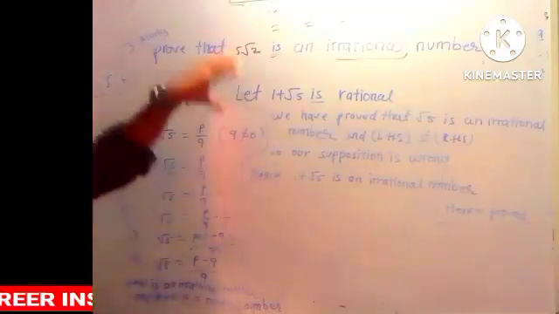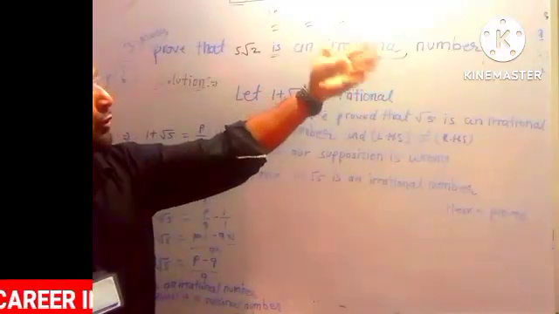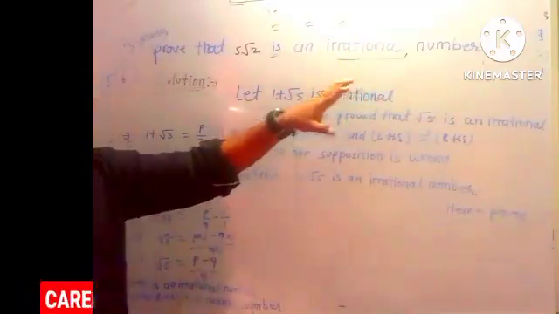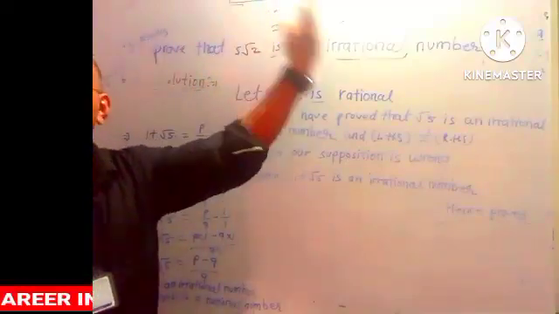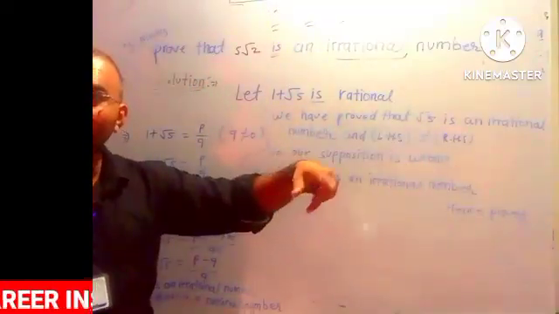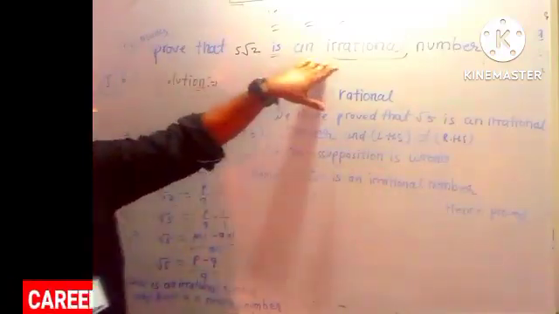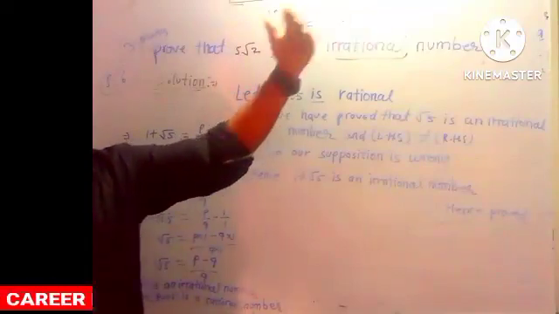So what do you have to do in this question? It says irrational number. So what do you have to suppose? Rational. That means you have to go against this. Whatever the writer is saying, you have to go the opposite way. If he says come, you go; if he says go, you come. So what is the writer saying? The writer is saying that this is an irrational number. So we have to go against it.